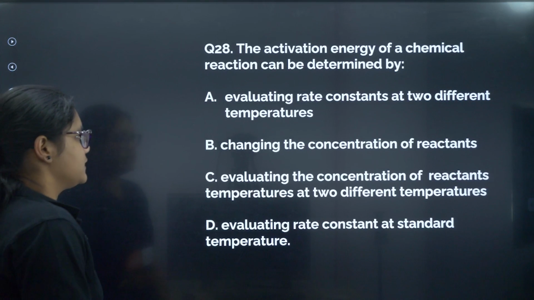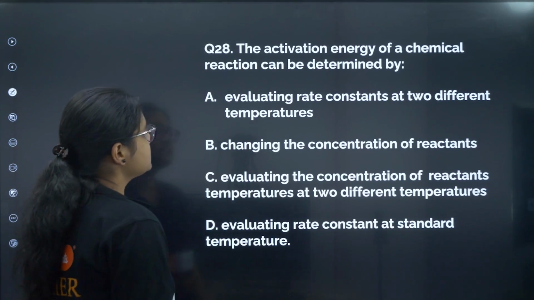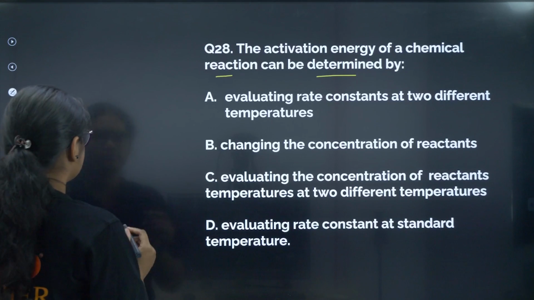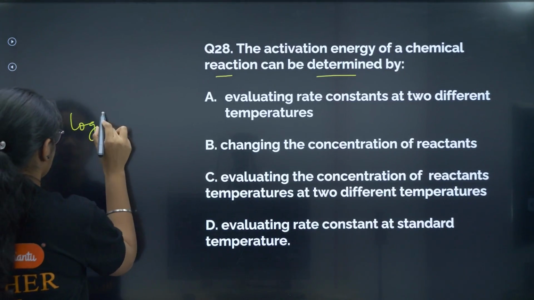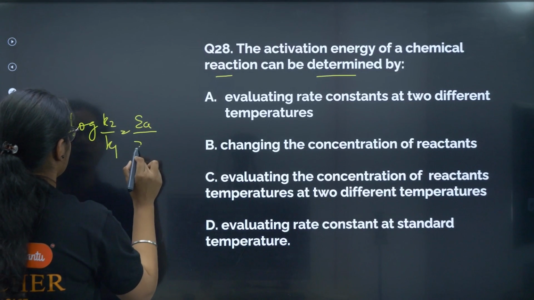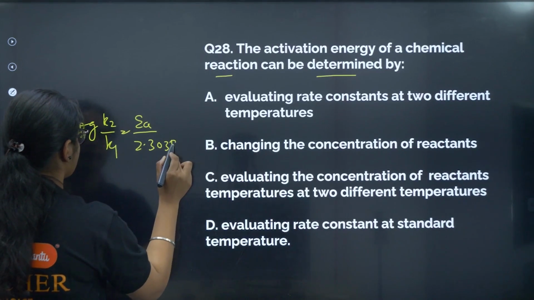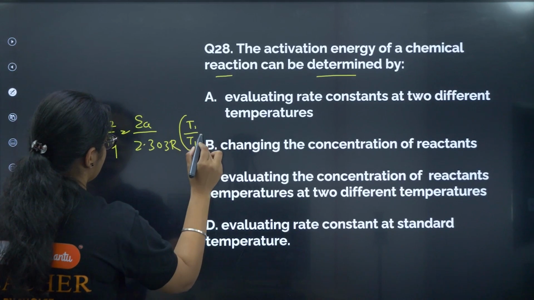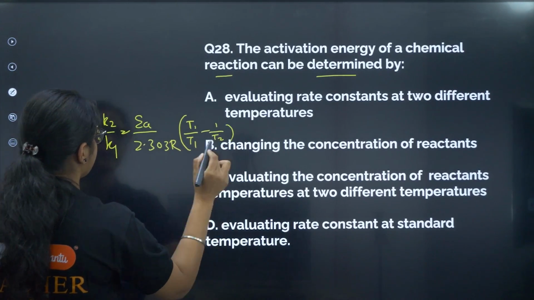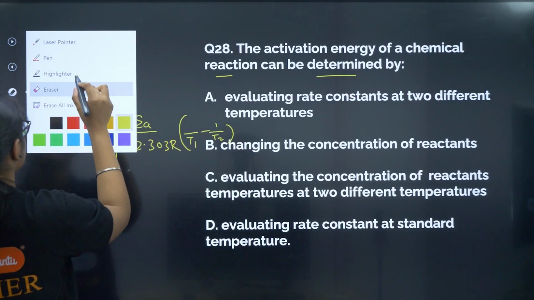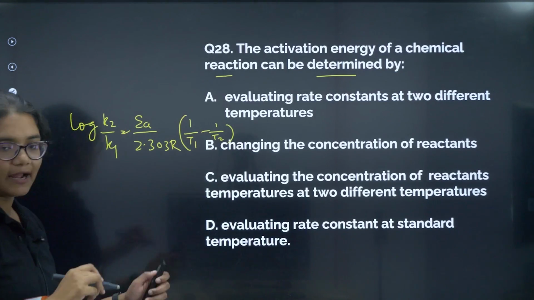Again, a theory based question. The activation energy of a chemical reaction can be determined by. So we know this formula, log of K2 by K1 is equal to Ea by 2.303 R into (1 by T1 minus 1 by T2). Okay, so what is this equation used for? This equation is generally used to calculate the activation energy.